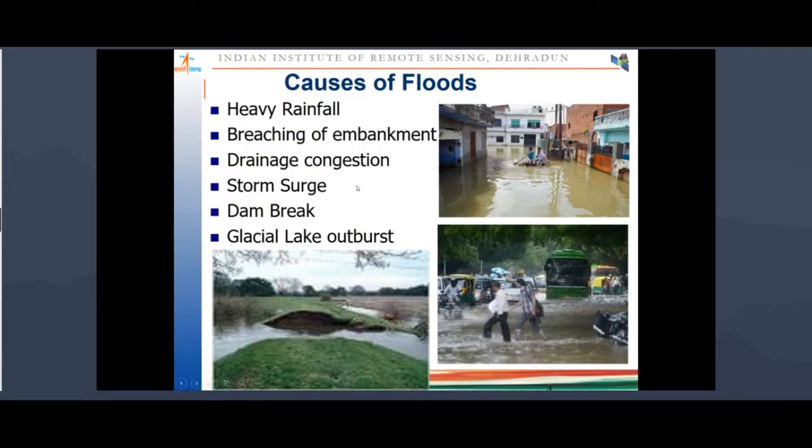Okay, fine. So let us move further. What is the impact of the flood? This is very important.